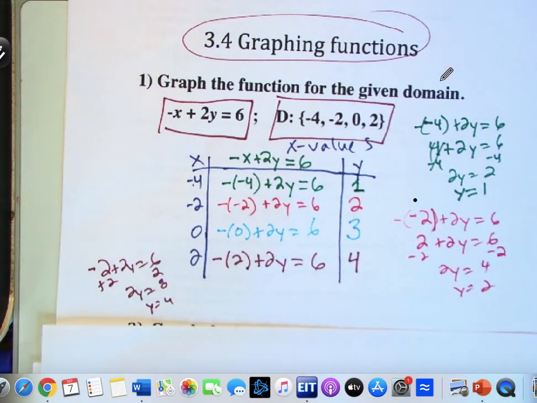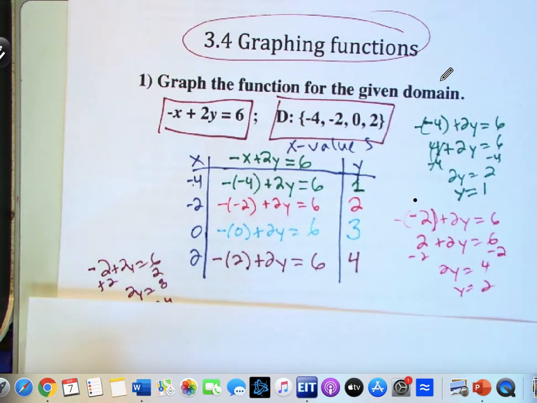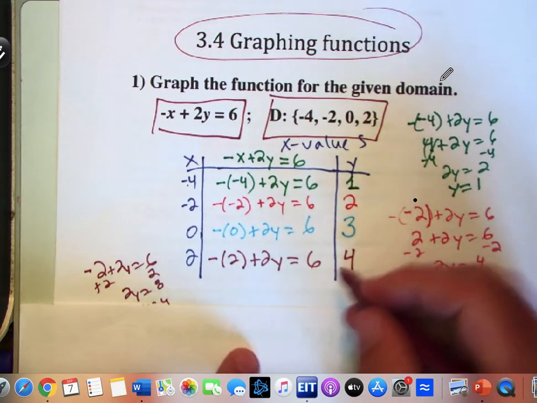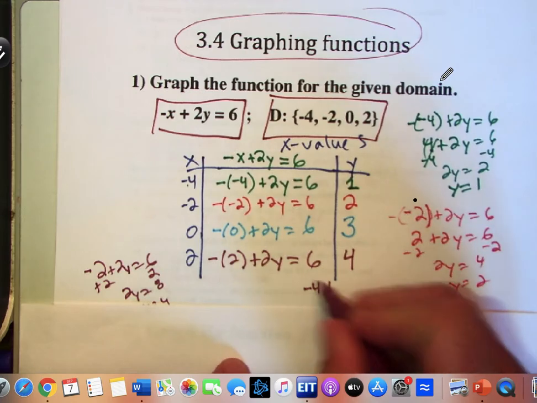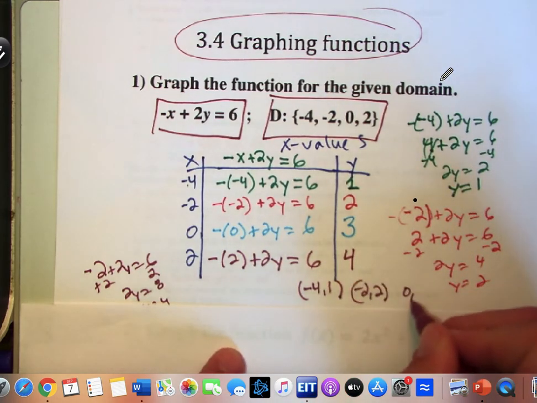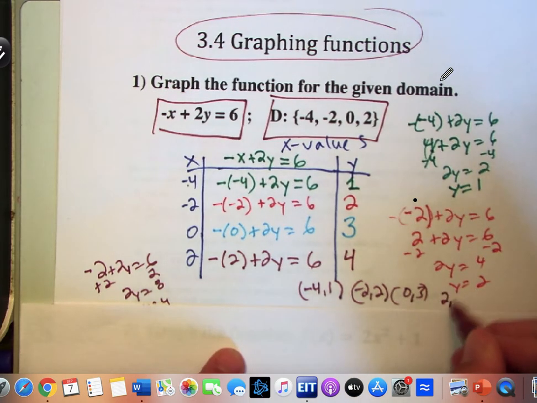Cool. All right, so we now have enough information that we can graph this function. We have 4 points. We have (-4, 1), (-2, 2), (0, 3), and (2, 4).